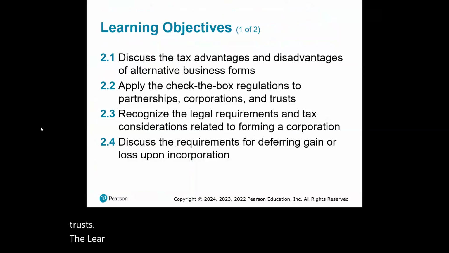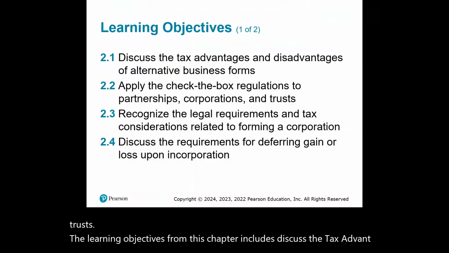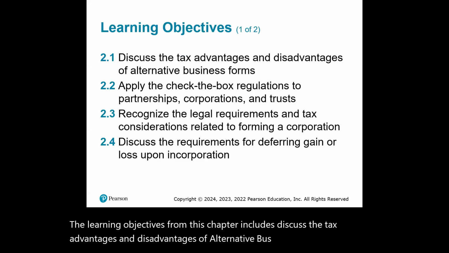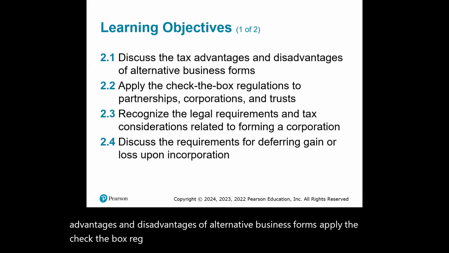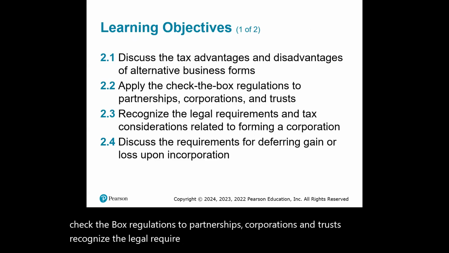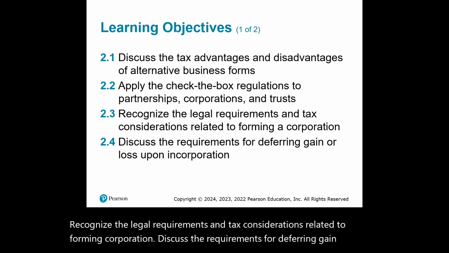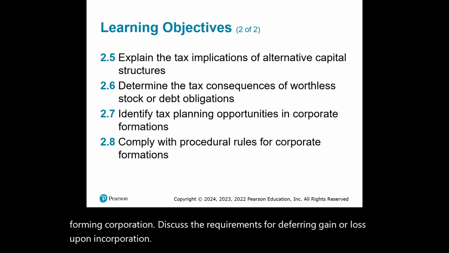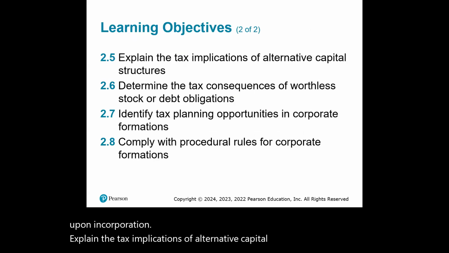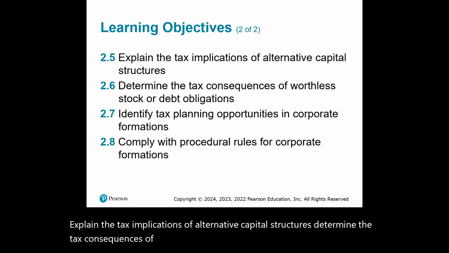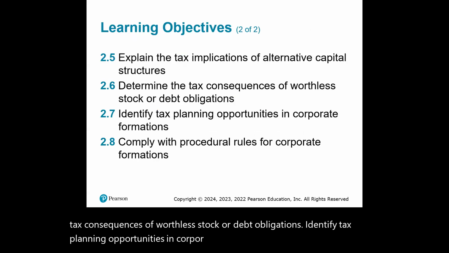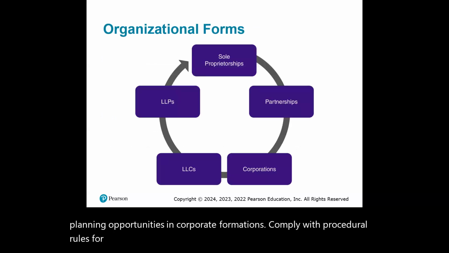The learning objectives from this chapter include: discuss the tax advantages and disadvantages of alternative business forms, apply the check-the-box regulations to partnerships, corporations, and trusts, recognize the legal requirements and tax considerations related to forming a corporation, discuss the requirements for deferring gain or loss upon incorporation, explain the tax implications of alternative capital structures, determine the tax consequences of worthless stock or debt obligations, identify tax planning opportunities in corporate formations, comply with procedural rules for corporate formations.